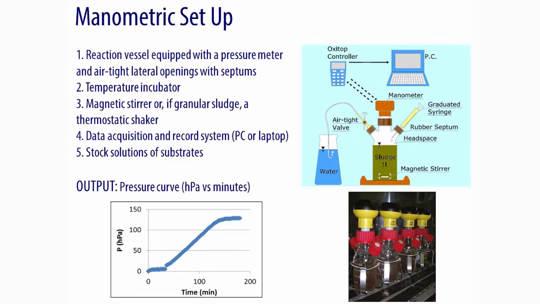An incubator or water bath is needed to keep the temperature stable throughout the test. Magnetic stirrers are necessary to keep the sludge in suspension during the tests. However, if the sludge is granular, then it is recommended to use an orbital shaker. A thermostatic shaker can also be used to keep the sludge in suspension, while maintaining the temperature stable at the target temperature.